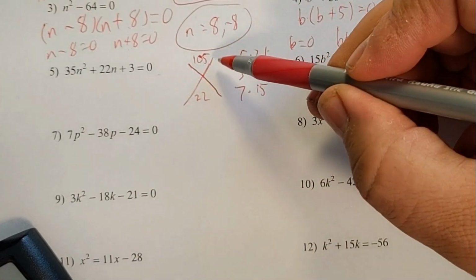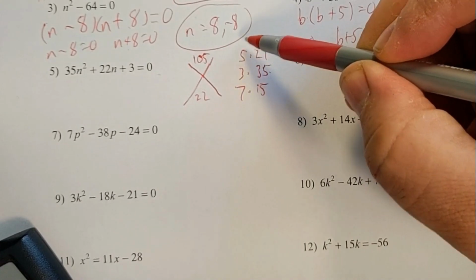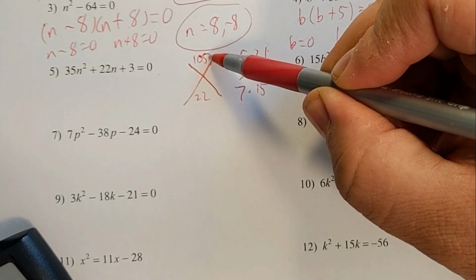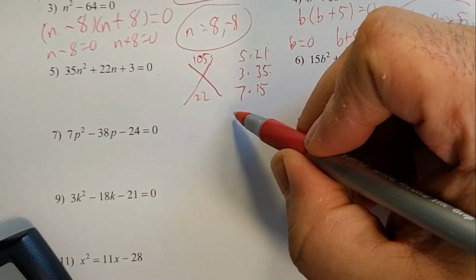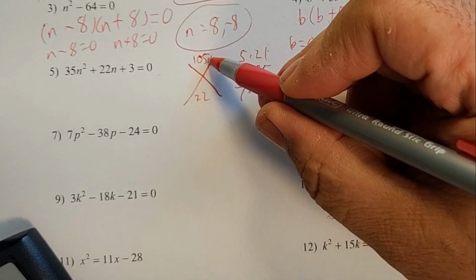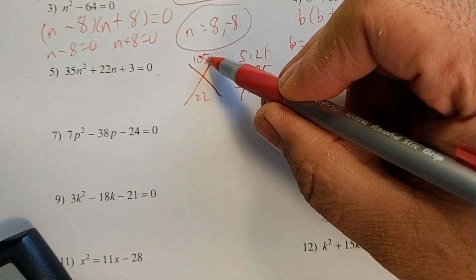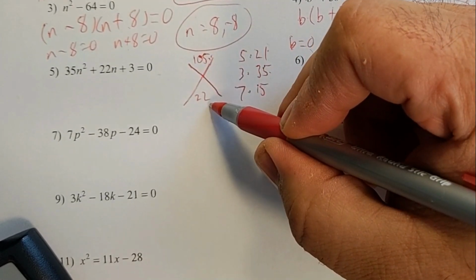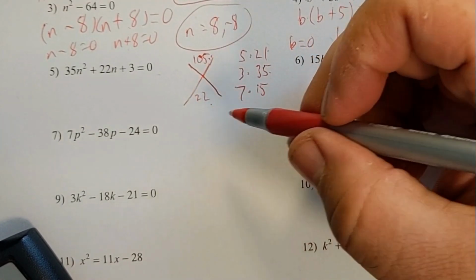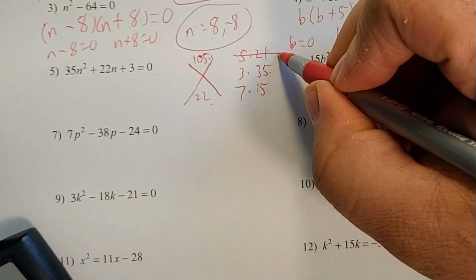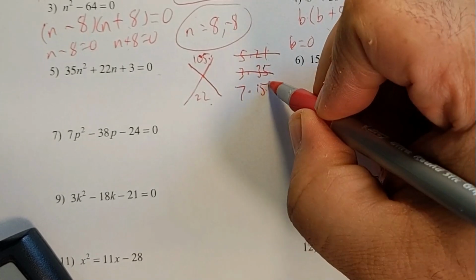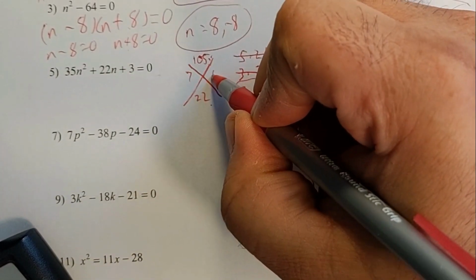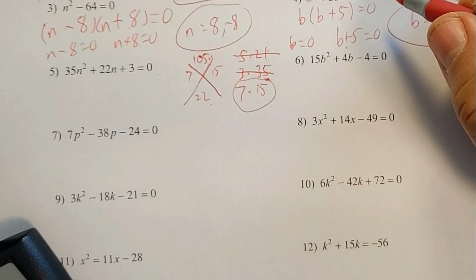So I'm looking for the product of these numbers that's going to give me 105, which all of these do, but it also has to be able to combine and give me 22. Since it's positive here, the signs are both the same. Since it's positive 22, that means they're both positive. So this would be 26, that's why it didn't work. This would be 38, that's why that didn't work. 7 and 15 is the 22 we were looking for. So those are our factors.